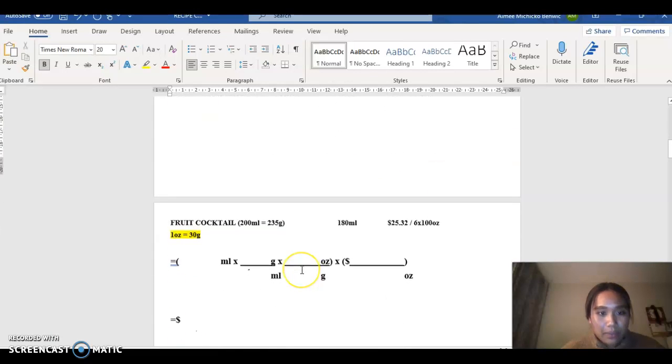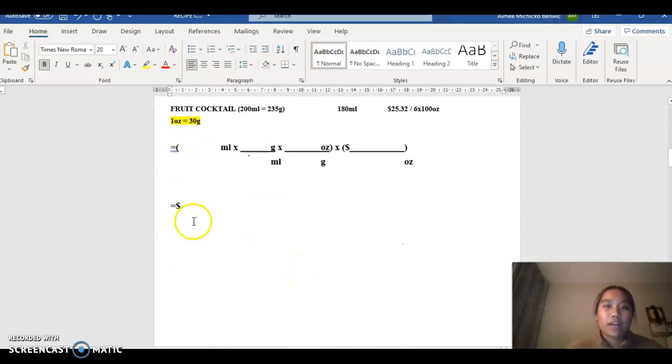For our next item, the fruit cocktail, I have 180 ml. We have to go to ounces, and in order to do that we have to convert. We're going to use the weight equivalency first. There are 235 grams in 200 ml, and to go to ounces we have to convert further. In 1 ounce, there are 30 grams. By the way, we're using hard conversions in this recipe costing.